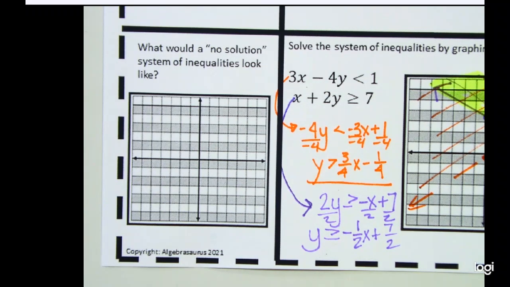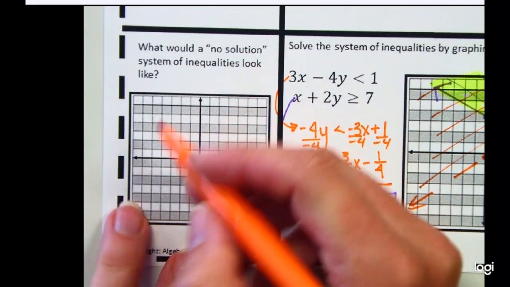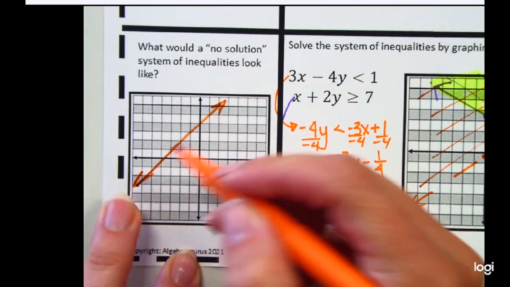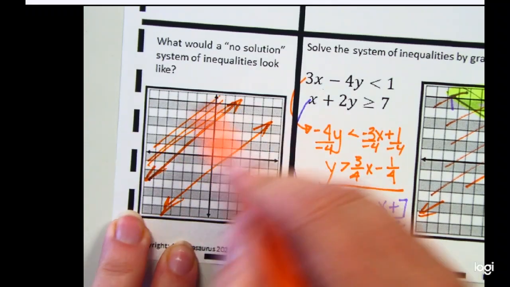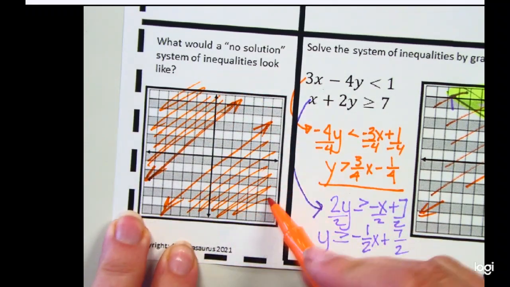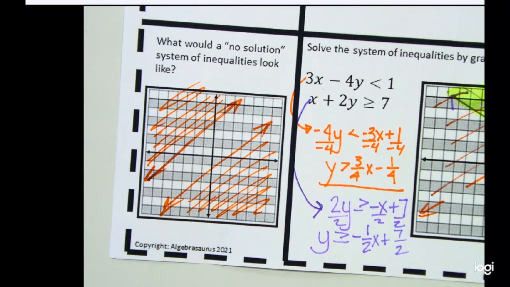Last one, nothing to solve here, but what would a no solution look like if you were to graph it? Parallel lines and what? Outside. Shaded outside. Perfect, shaded outside. So we would have parallel lines, pretend those are parallel, and those would be shaded where they would never intersect.